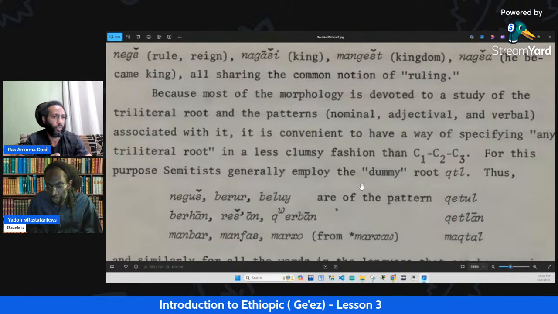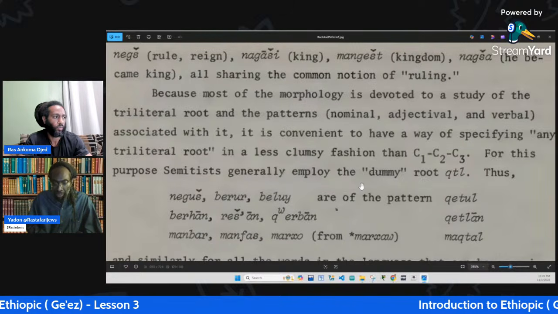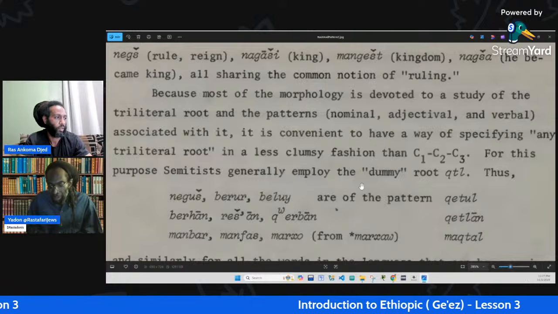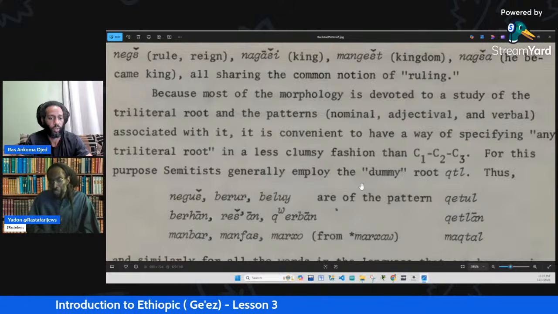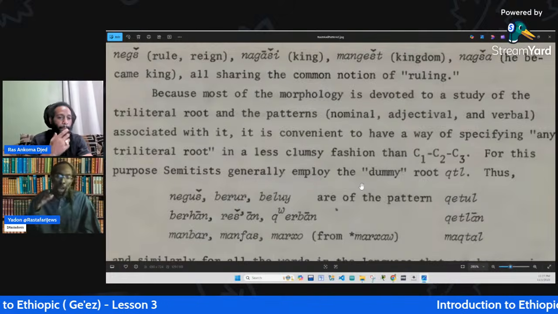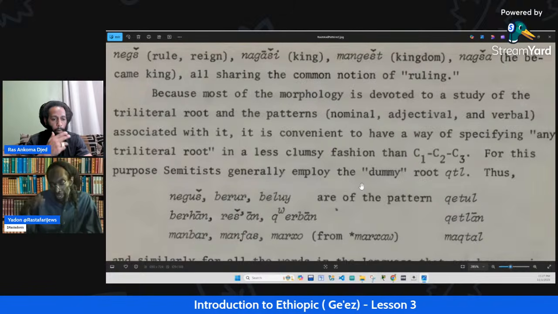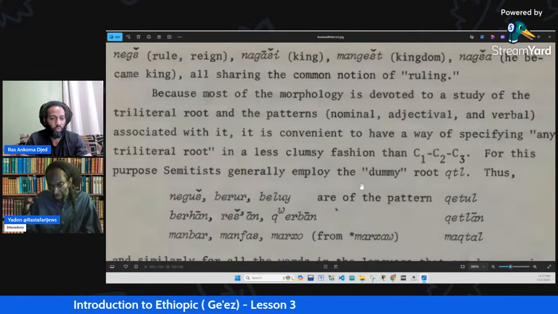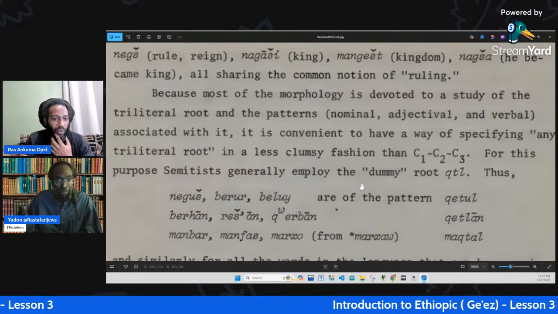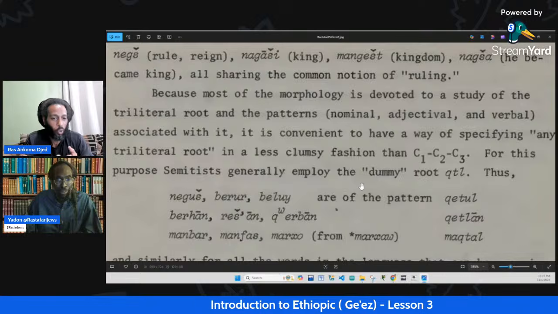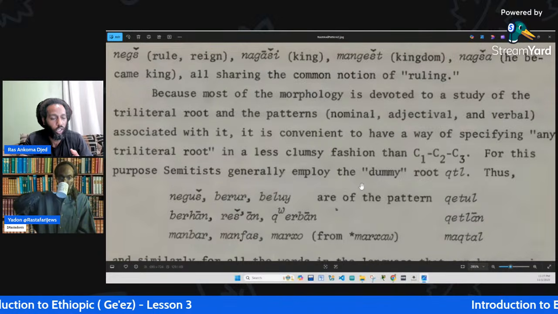For this purpose, Semitists, those who study these languages, generally employ the dummy root. But it's interesting, because the linguists kind of made this up, this pattern, the ketel. In one of the earlier lessons we brought this up, and I think you pointed out that this word means to kill or something.